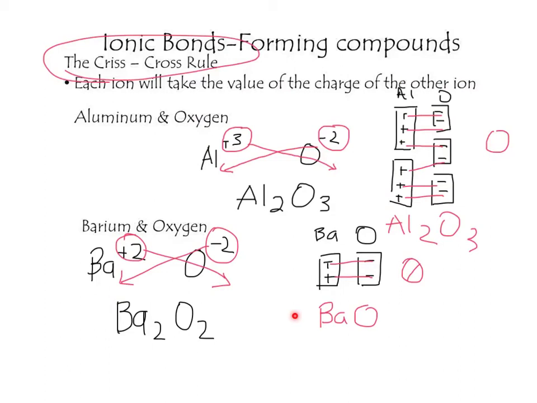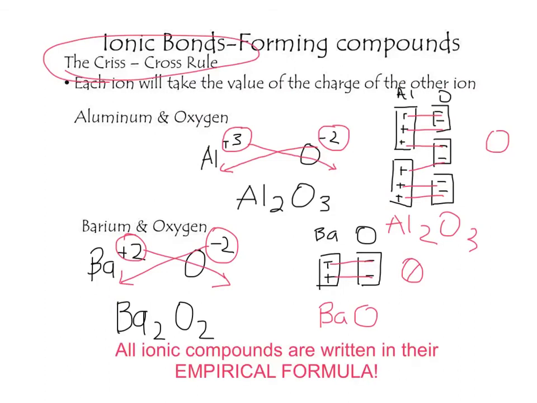All ionic compounds are written in their empirical formula, meaning that it has to be the smallest ratio. So if we take Ba2O2, we would write it in its empirical formula, so that is actually going to be BaO. So the more correct way to write our ionic compound would be BaO and not Ba2O2. Okay? Yes, the crisscross rule works, but you need to make sure that you convert whatever compound you have from the crisscross rule into its empirical formula.